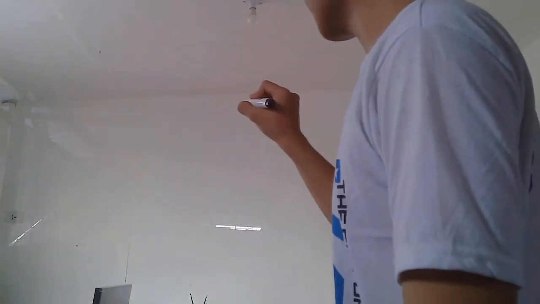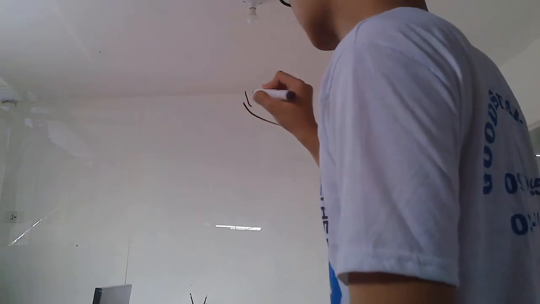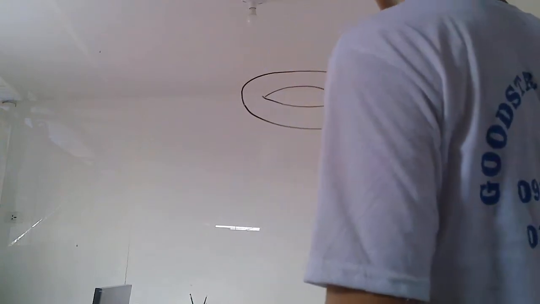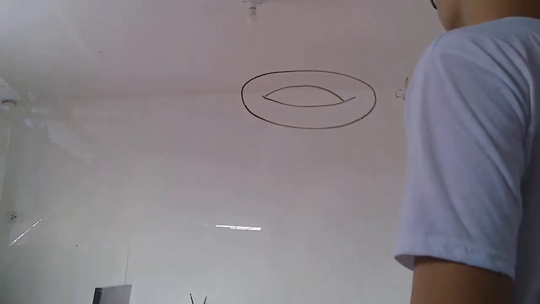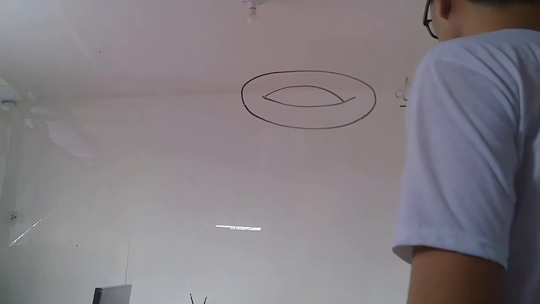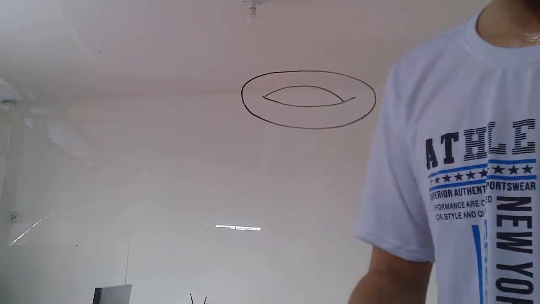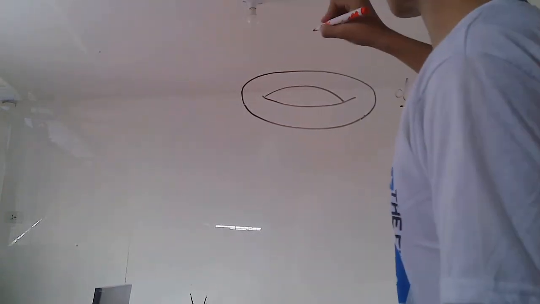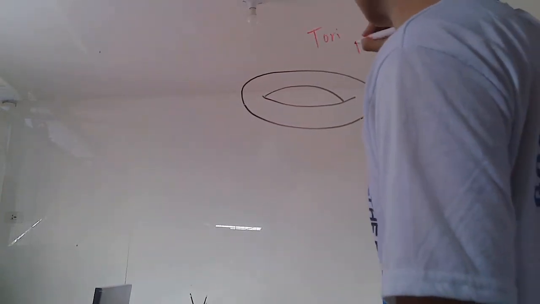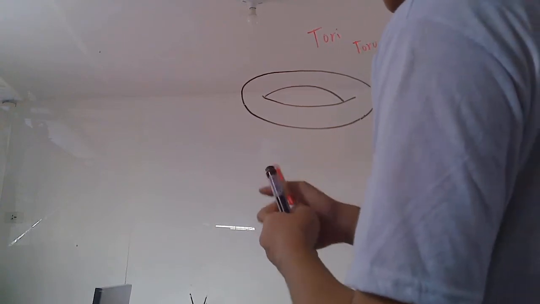So what is a femboy manifold? Now, you guys know what donuts are, right? But the thing is, in topology, donuts are what we call toruses. Tori. These things, donuts, are called tori, plural, torus, singular.